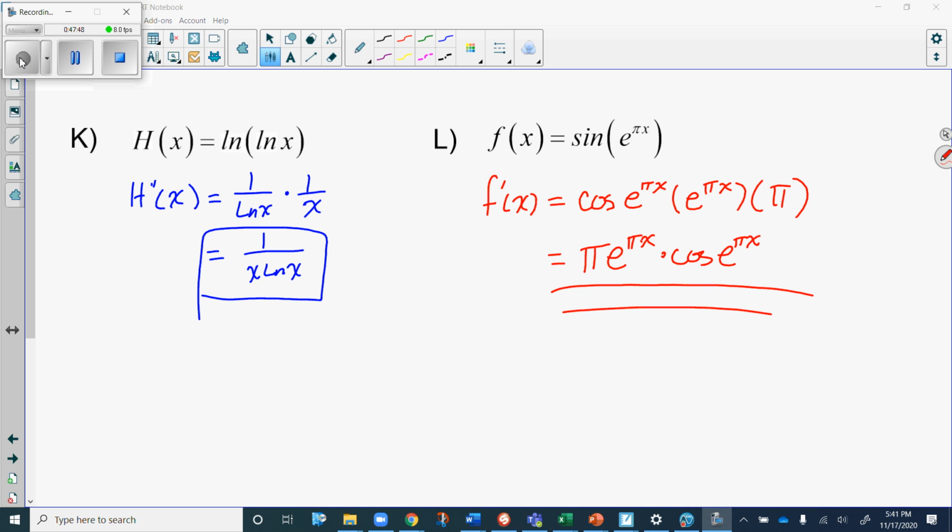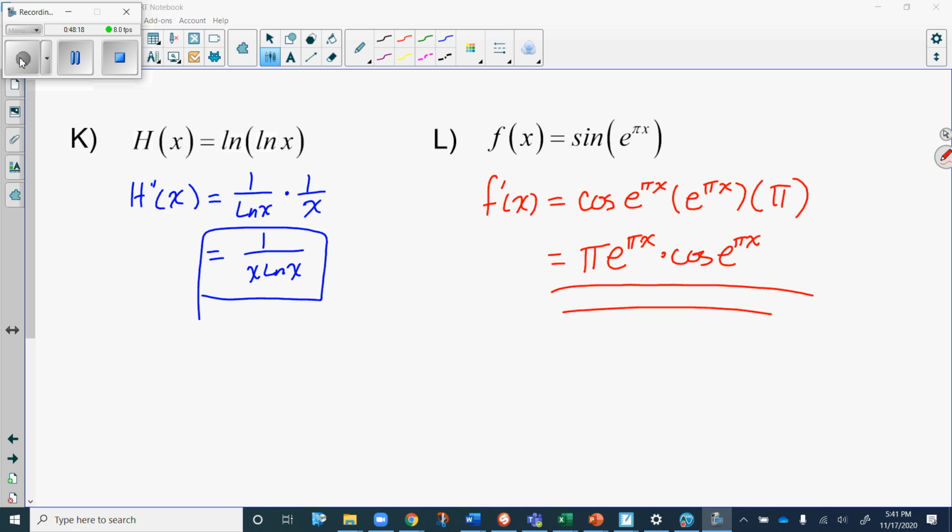All right, so here are the answers for K and L. Hopefully you are in agreement with the final derivative expressions that I got. Looking at the one on the left in blue, the derivative of the whole thing would be 1 over natural log of x. The derivative of natural log of x on the inside is just 1 over x. Multiply those two terms together, 1 over x times natural log of x.